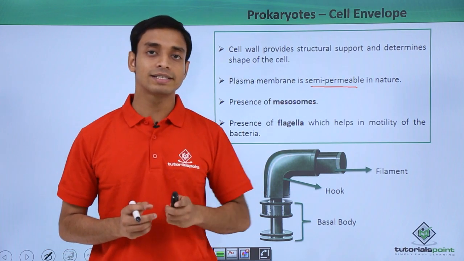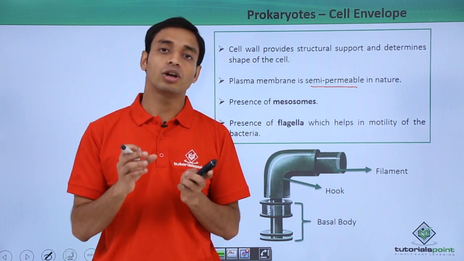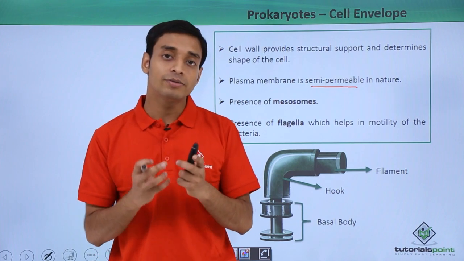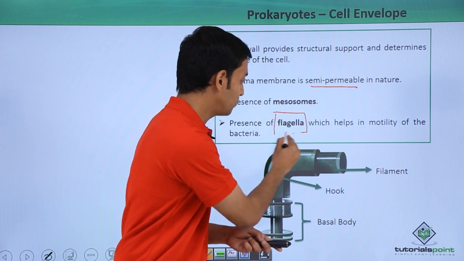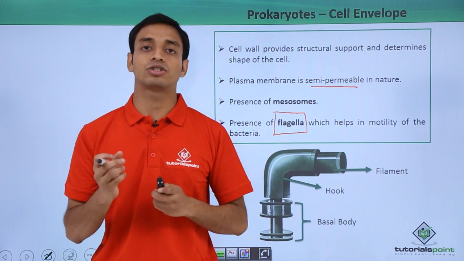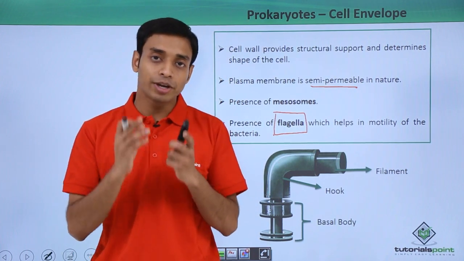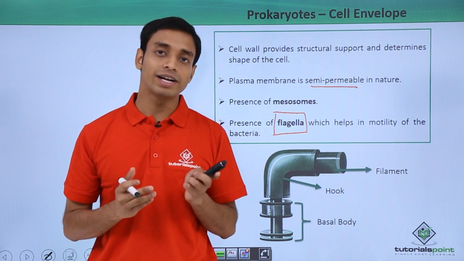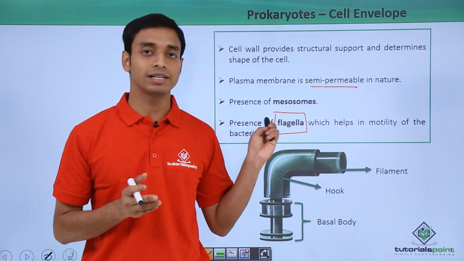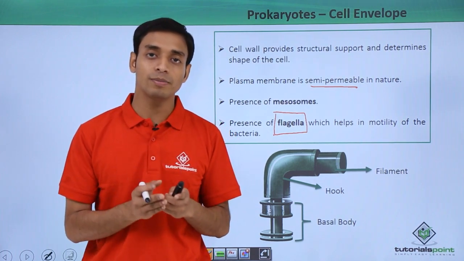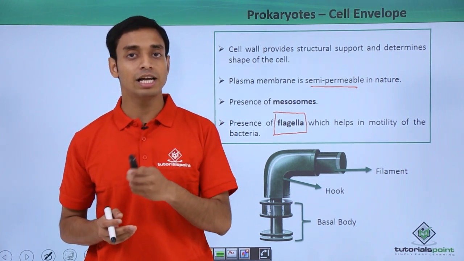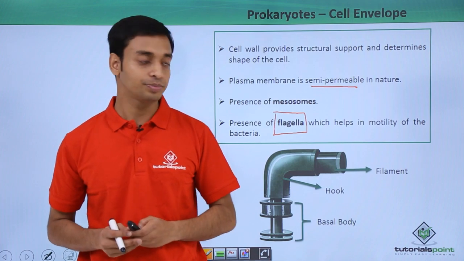Now in these prokaryotes, the cell wall or the cell envelope has been modified into a very important structure known as the flagella. So what are flagella? These are whip-like structures which can move, and because of their movement, they provide motility to the bacterial cells. Because of the movement of the flagella, our bacterial cell can move from one place to another. So flagella help in movement or locomotion.